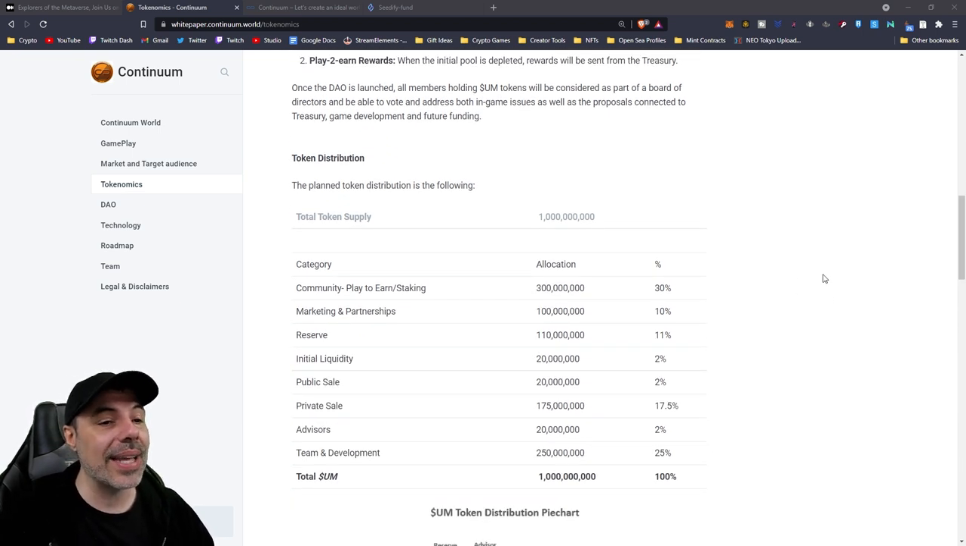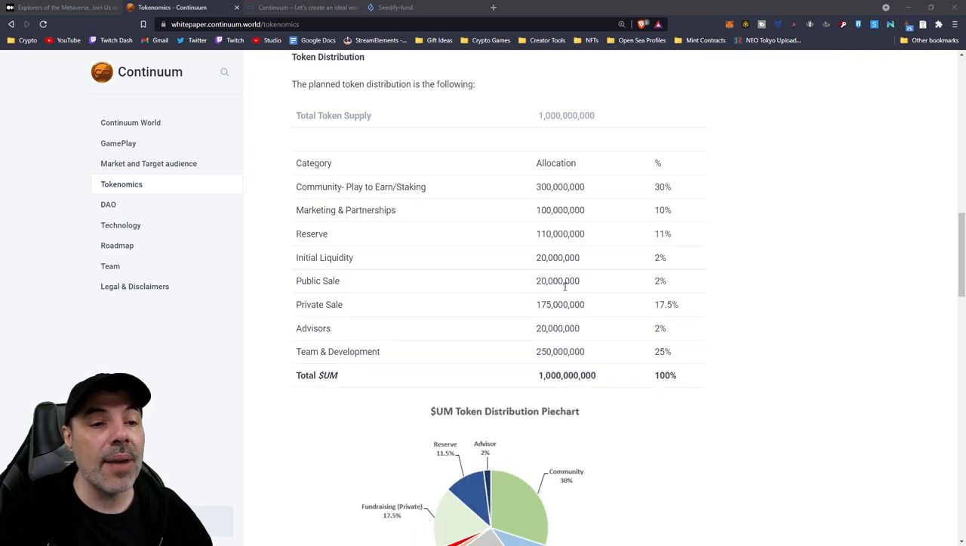It gives you the breakdown of the token distribution, and the private sale is going to be 17.5% of the initial sale. So if you're an S fund holder and you purchase these tokens, it's going to be coming out of this budget for the token. There's also going to be a public sale, which is going to be 20 million tokens.